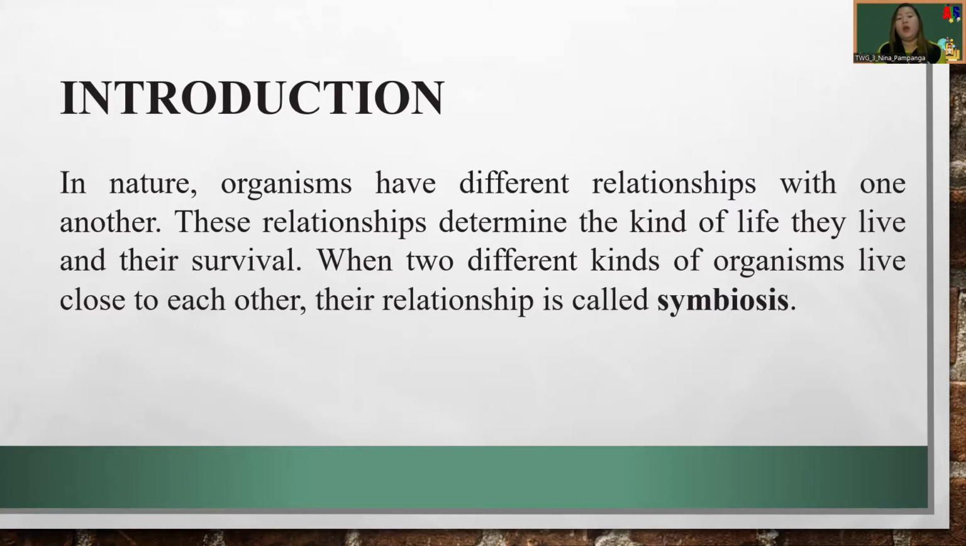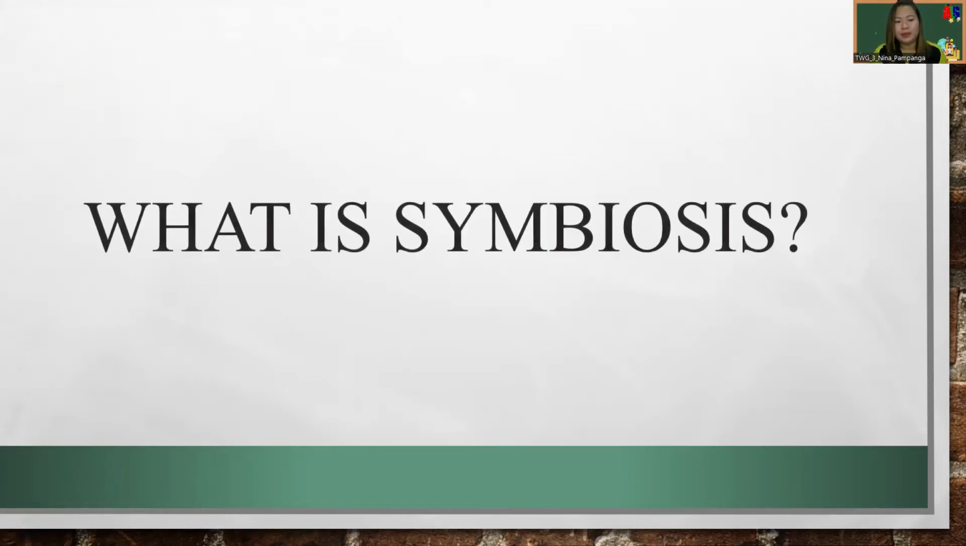And then, when two different kinds of organisms live close to each other, their relationship is called symbiosis. So, pag pala malapit yung organism sa isa't isa, yung tawag sa relasyon na yon is symbiosis. So, meron na ba kayong idea ano nga ba yung symbiosis? Alina't talakayin natin. What is symbiosis? Alina't pag-aralan natin kung ano nga ba sa symbiosis.